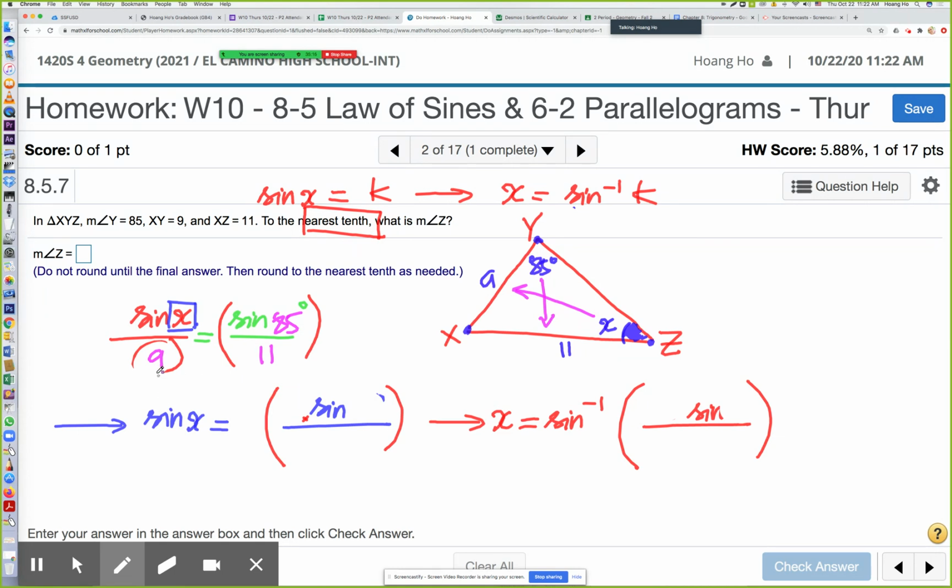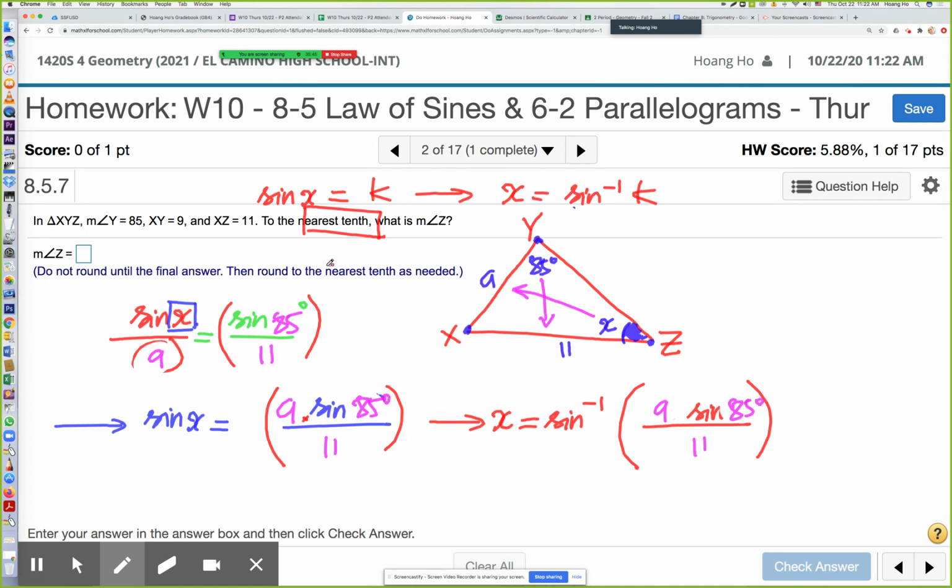Now I want to solve for sine of x first. I don't want the 9 here, so I cross the 9 up here. This is sine 85 degrees divided by 11. So I know sine of angle x equals this whole value. If I want to find the angle x, all I need to do is take the inverse sine of the whole value, which is 9 times sine 85 degrees over 11.